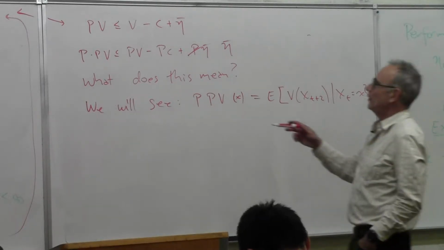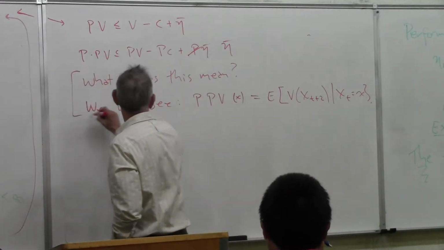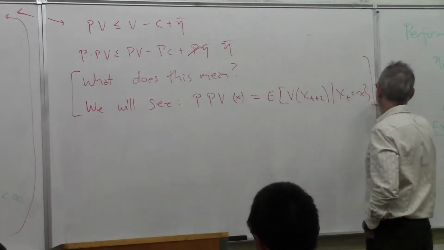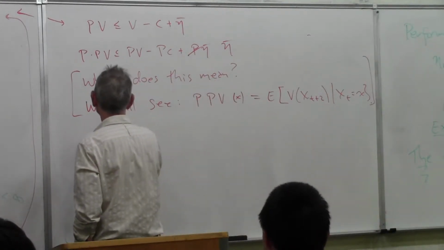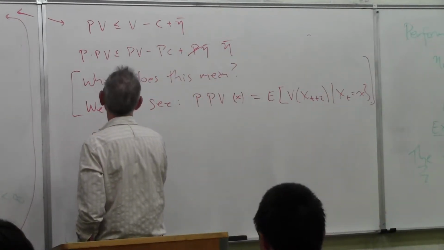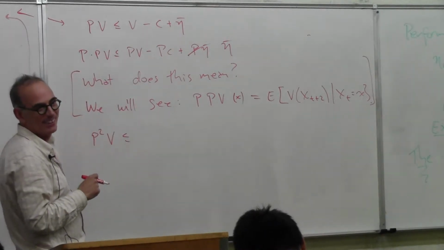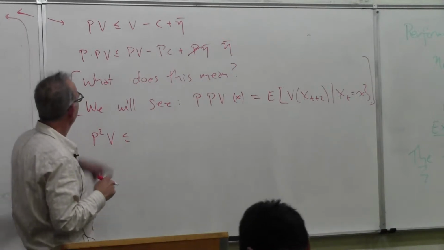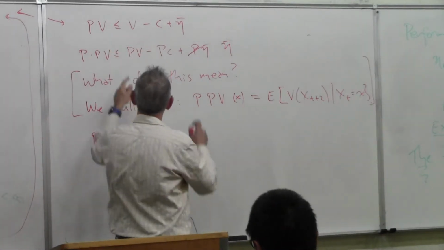So what will happen if I do this? I'll write it like this. P squared v is the notation I'll use for P times P. PV is already less than that, so just plug that in.